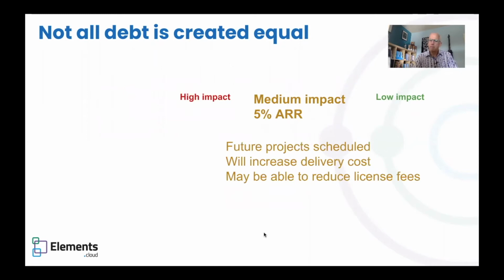If I think about medium impact, that's sort of 5% ARR, that's maybe your mortgage. It's long term, you can live with it. And again, in Salesforce terms, future projects are being scheduled, so we're not making changes to that area of the org yet, that's where that tech debt is, but we will be, and when we do that, it will increase delivery cost. Again, we may be able to reduce license fees, we don't know yet, but that's medium impact. We kind of live with that, we understand but that needs to be paid down at some point.